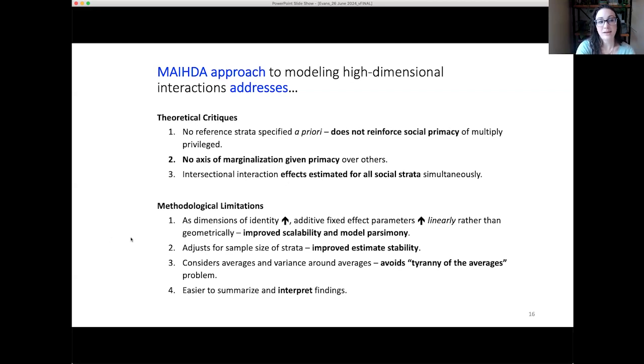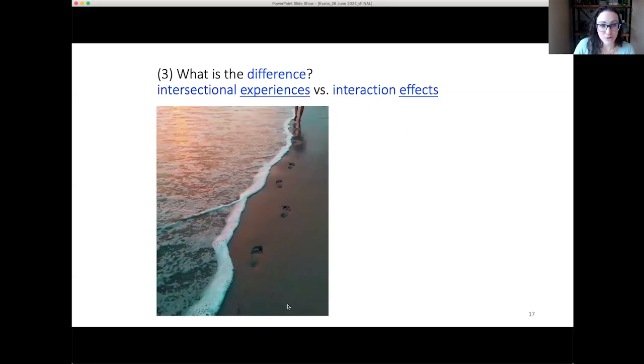So as we are adding in more dimensions of identity, more categories, the additive fixed parameters are going to increase, but they're going to do it linearly rather than geometrically. So we get much more improved scalability and parsimony like we saw. We're adjusting for the sample size in each of our groups. So we get improved stability, reliability of those estimates. We are, like I showed you, thinking about variances and therefore avoiding that tyranny of the averages problem. We're getting much easier to interpret results. So that all is great.